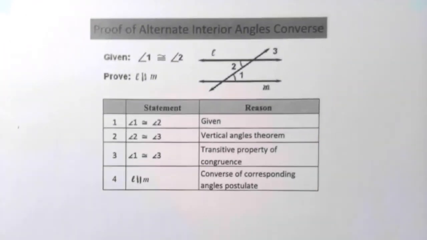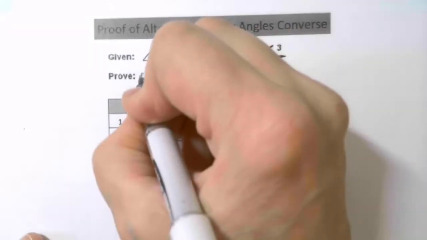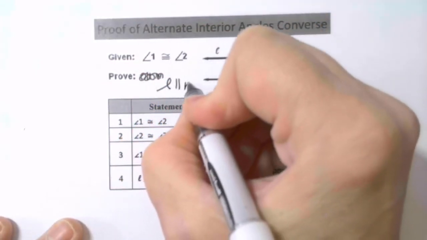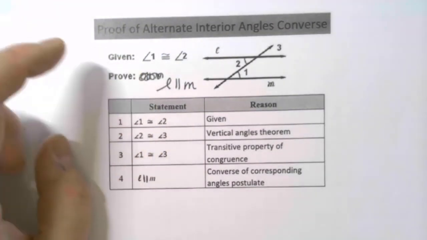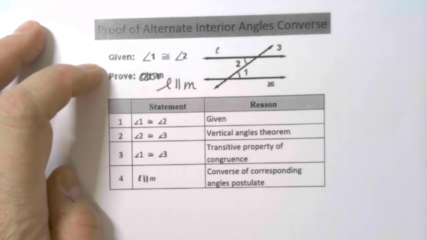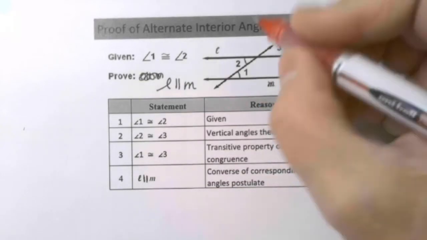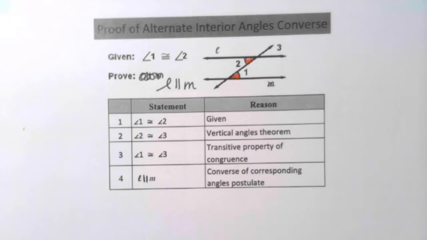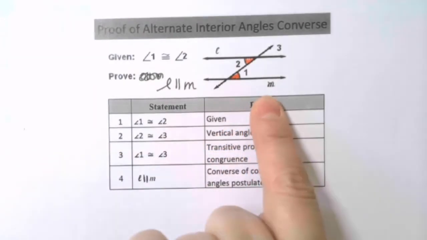All right, this is a two-column proof. Some of this got kind of messed up, so you can put this in: L is parallel to M. That's what that should say. Okay, given. Given is information that's true that they tell you at the beginning. Angle 1 is congruent to angle 2, and that's already marked actually. Here's 1. That's congruent to angle 2. And we want to prove that line L is parallel to line M.